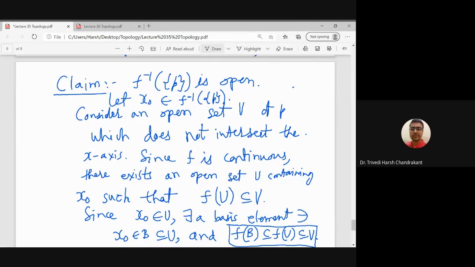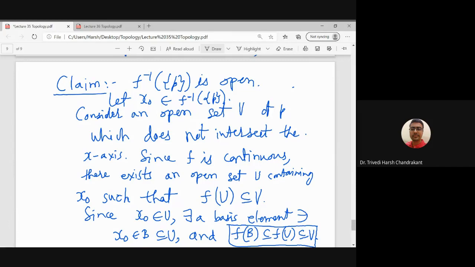When we discussed certain characterizations of continuity, we discussed continuity at a point. The criterion is this: if I have a function f and a point x naught so that f of x naught is P, and there is a neighborhood V around P, then I will always get a neighborhood U of x naught so that f of U is contained in V.